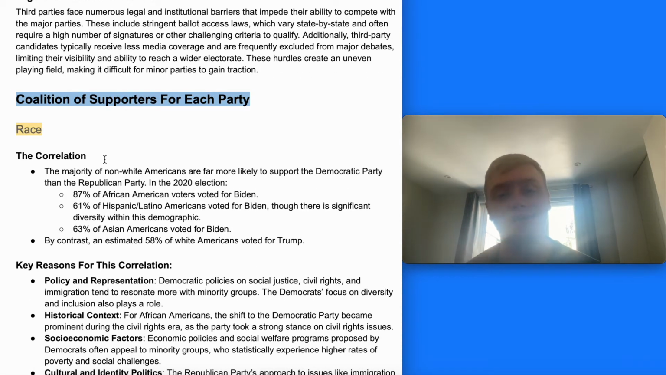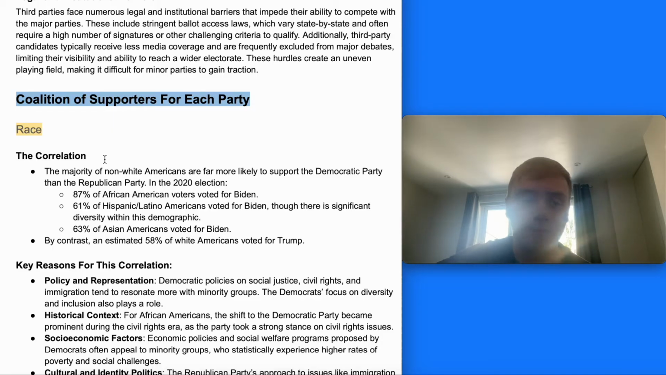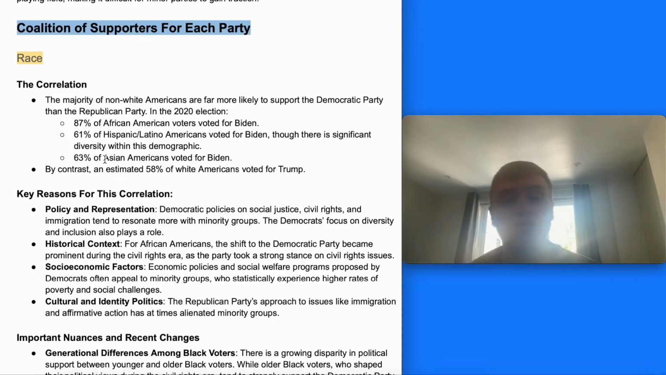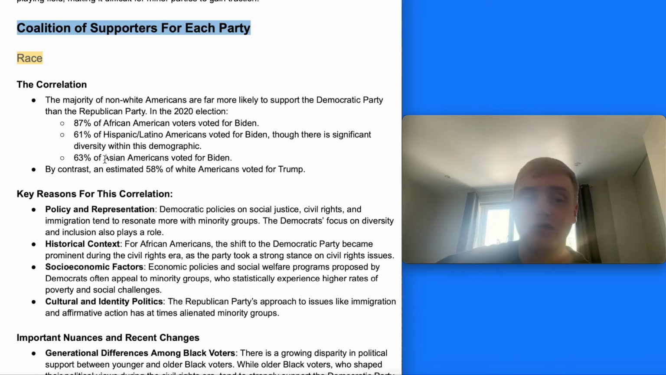Okay, so the final thing we're going to have a look at in this video is the coalition of supporters for each party, looking at a number of different groups of supporters and who they support. Firstly, looking at race. The majority of non-white Americans are far more likely to support the Democratic Party than the Republican Party. In the 2020 election, 87% of African American voters voted for Biden, and 61% of Hispanic and Latino Americans voted for Biden. There is significant diversity within this demographic, and 63% of Asian Americans voted for Biden, whilst an estimated 58% of white Americans voted for Trump.